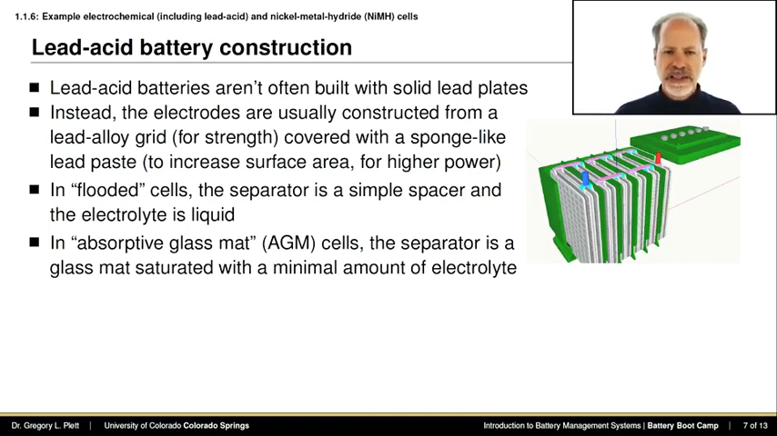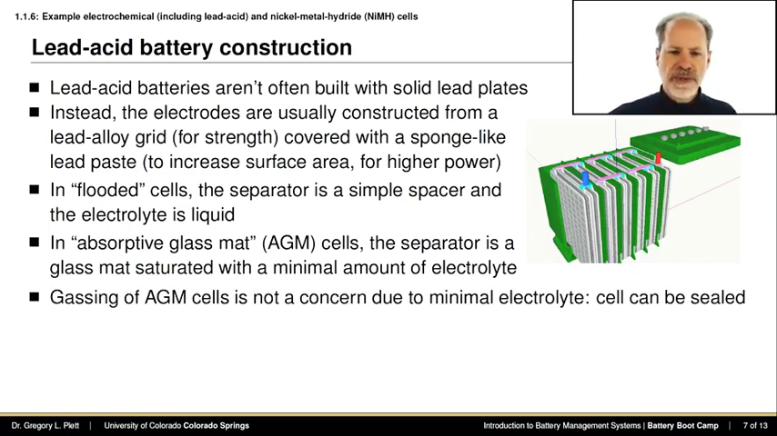Another type of lead acid cell is called an absorptive glass mat, or an AGM cell. In these cells, the separator is a porous material made from glass fibers that forms a mat that is saturated with a minimal amount of electrolyte. These AGM cells, because they use a very small amount of electrolyte, do not create large volumes of gases when they're overcharged. And so the cell can have a sealed construction instead of a vented construction, and it makes the cell maintenance free, which can be a huge advantage in a lot of applications.